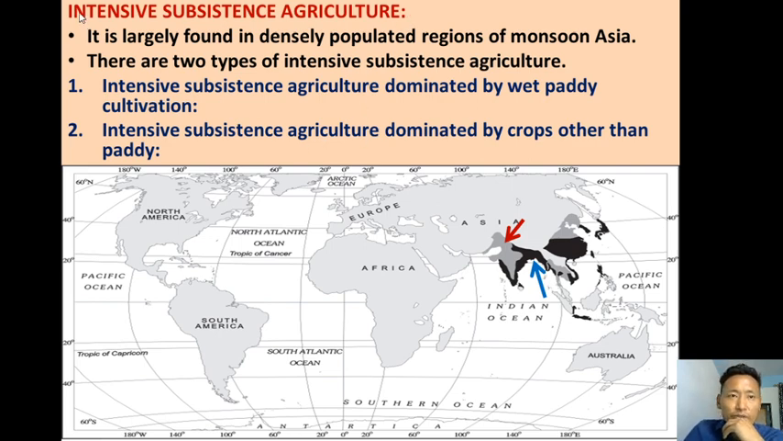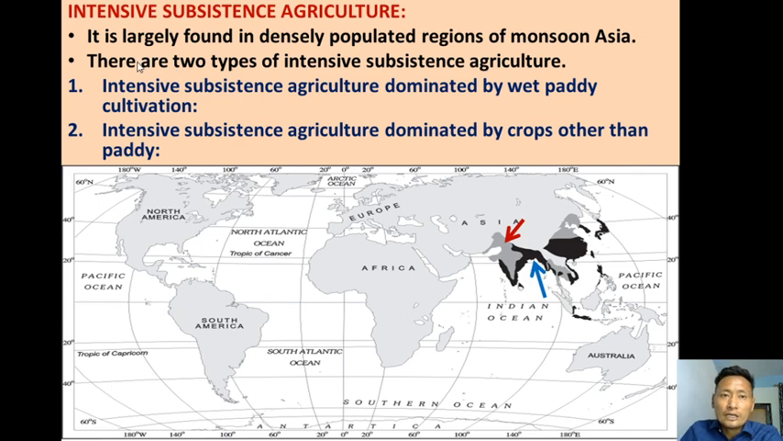Why is it called intensive? Because farmers are cultivating two or more crops on the same particular agricultural land during one agricultural year, that means during one year. That means they are using that land in an intensive way, because they are cultivating two or more crops on the same field. Because of the intensive use of agricultural land, it is intensive, and it is subsistence because they are cultivating mainly for self-consumption.